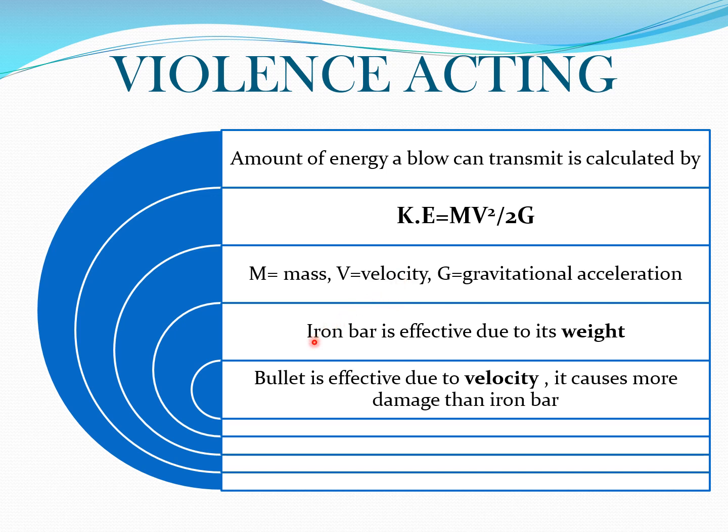So we take the example of an iron bar and a bullet. Thus a bullet, although of low weight, when fired from a firearm at speed, is more effective in terms of damage production due to the high velocity with which it moves than an iron bar, which is effective due to its weight. Though heavy, it cannot move with the same high velocity as a bullet.